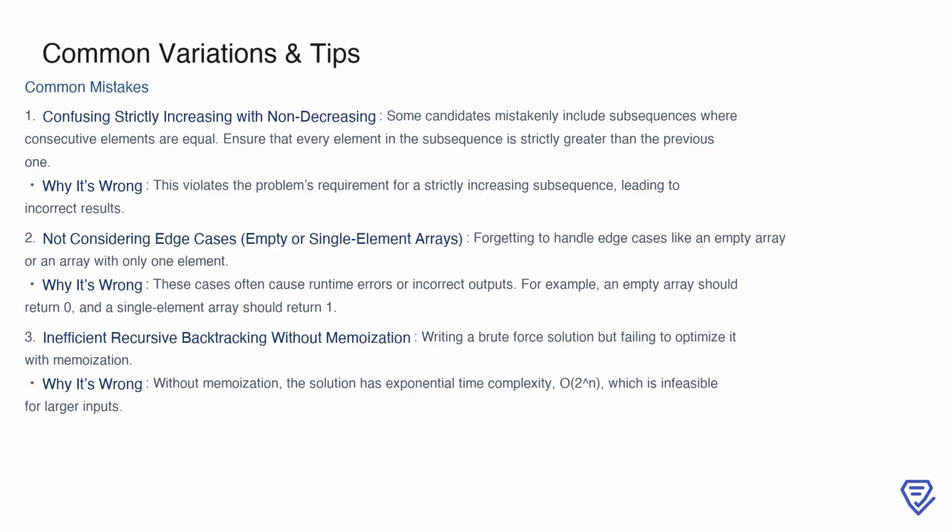Finally, some opt for a brute force recursive approach but fail to optimize it with memoization. This leads to an exponential time complexity of O(2^n), which is impractical for larger inputs. Using memoization here can significantly improve efficiency and is key to solving the problem effectively.